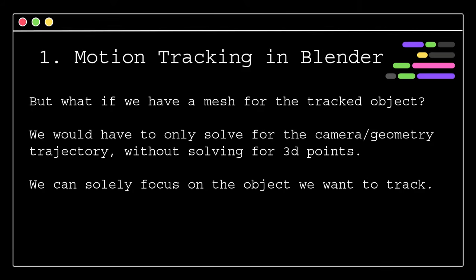Now here is a different scenario. What if we already have a 3D model of the object we're tracking? In that case, we don't need to reconstruct any points. They are already part of the mesh. All we need is to estimate how the camera or the object itself moves relative to the scene. This is actually what we just called before the PnP problem. And this is what Polychase is designed to do.